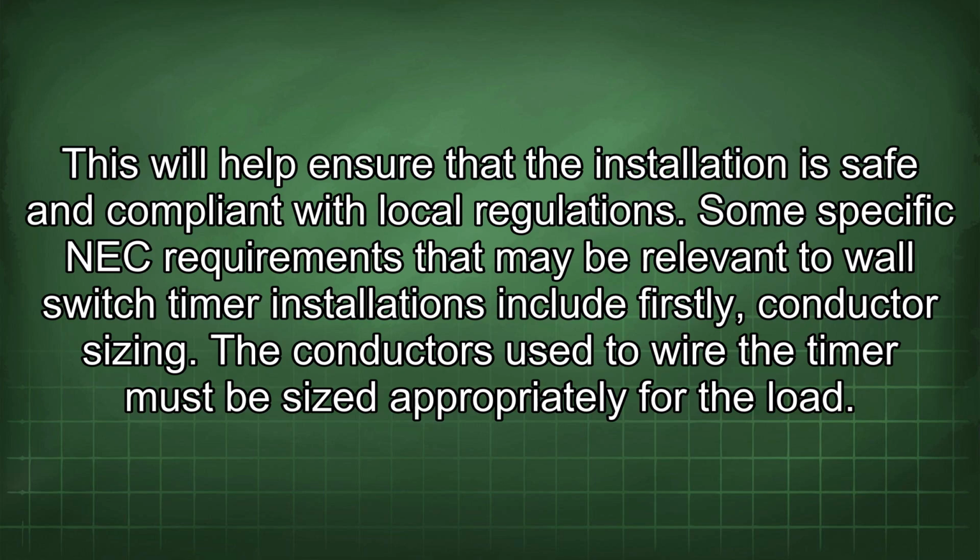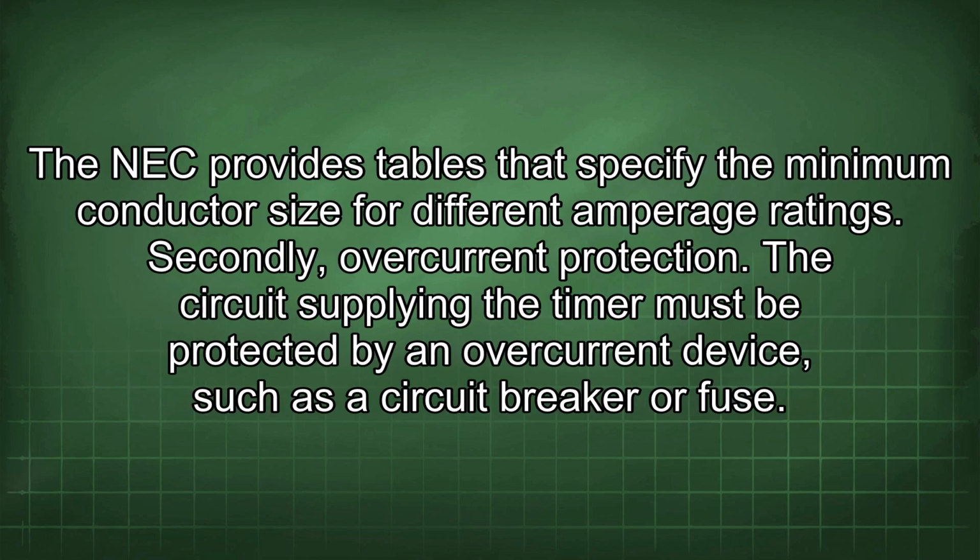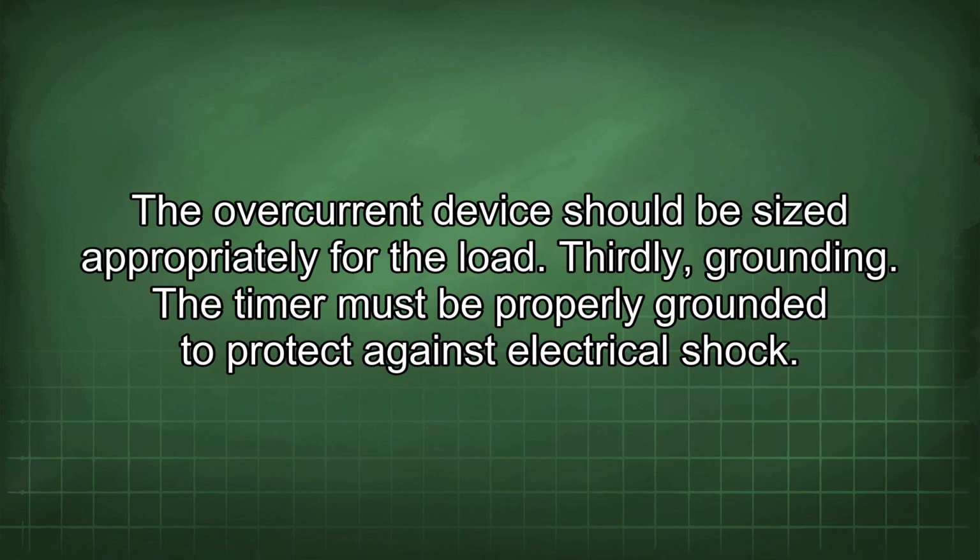Some specific NEC requirements that may be relevant to wall switch timer installations include: firstly, conductor sizing. The conductors used to wire the timer must be sized appropriately for the load. The NEC provides tables that specify the minimum conductor size for different amperage ratings. Secondly, overcurrent protection. The circuit supplying the timer must be protected by an overcurrent device, such as a circuit breaker or fuse. The overcurrent device should be sized appropriately for the load.